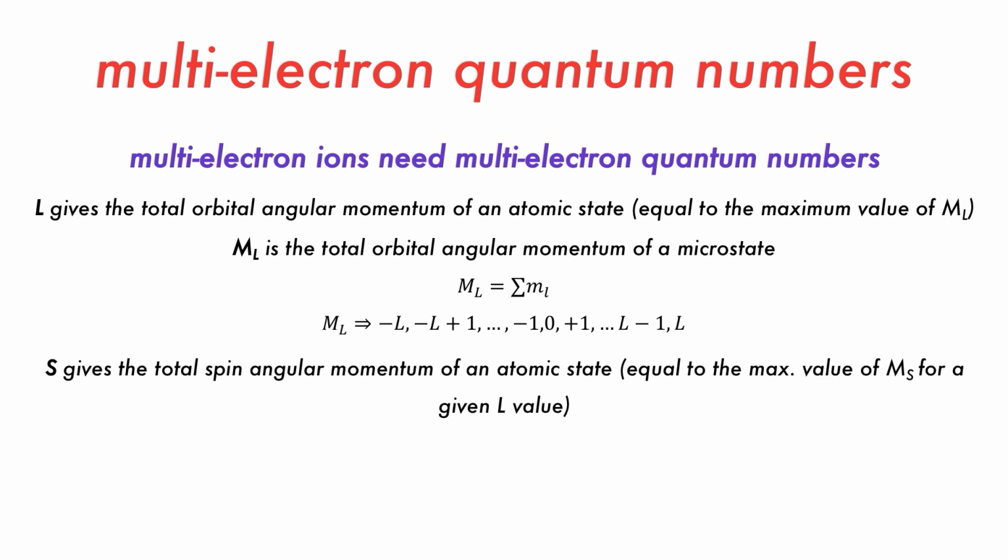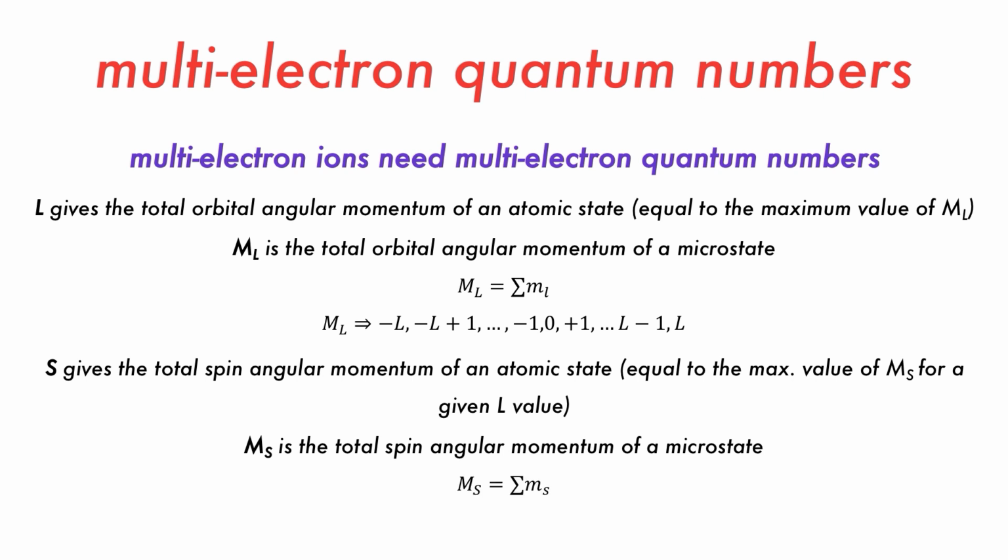S gives the spin angular momentum, which is defined using capital M sub S, which is also obtained in a similar way as the sum of all of the individual ms values for single electrons. Ms for the microstate can range from minus S to plus S.